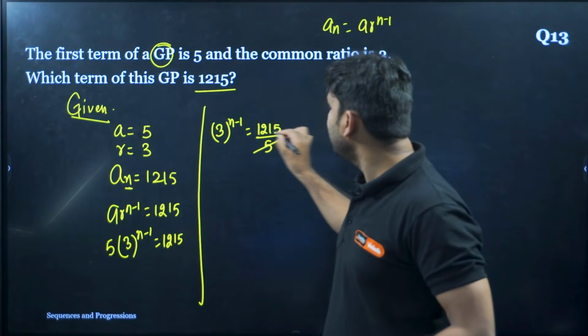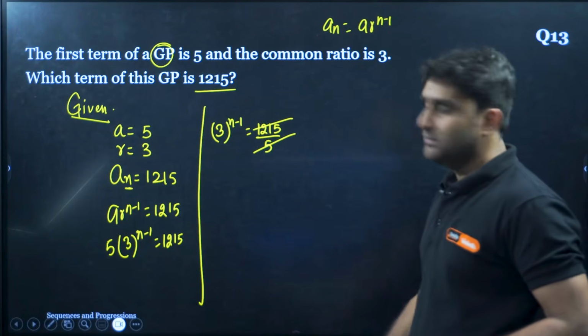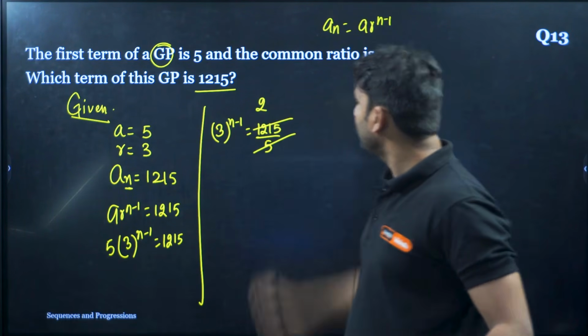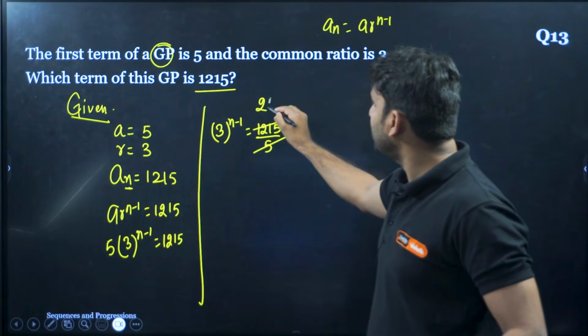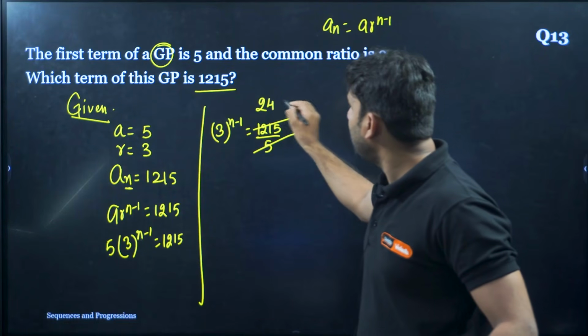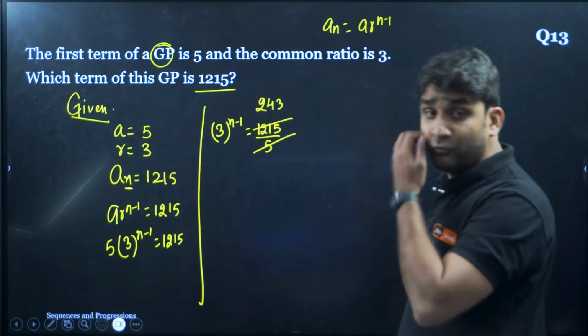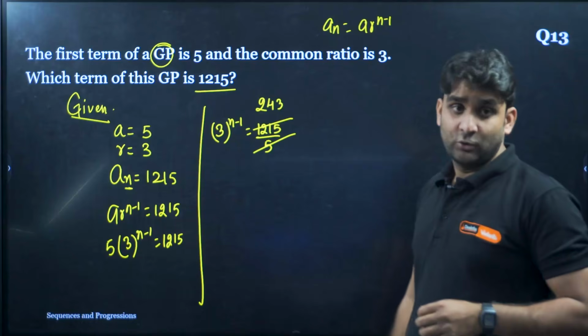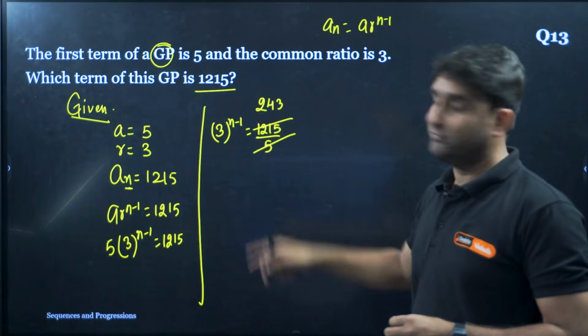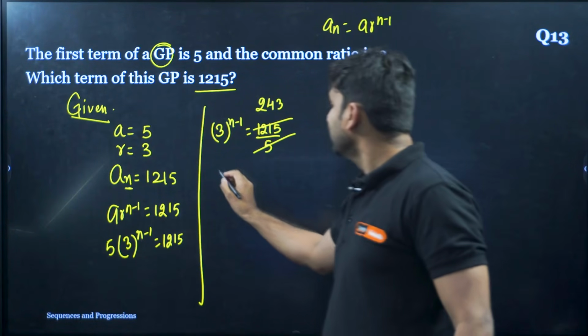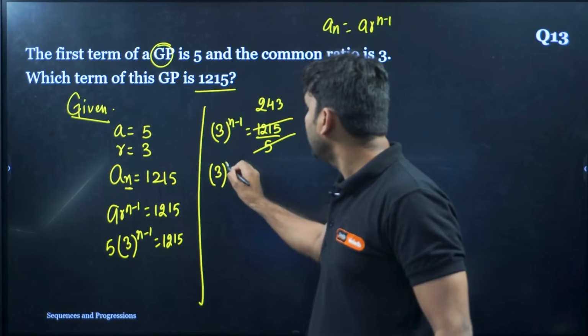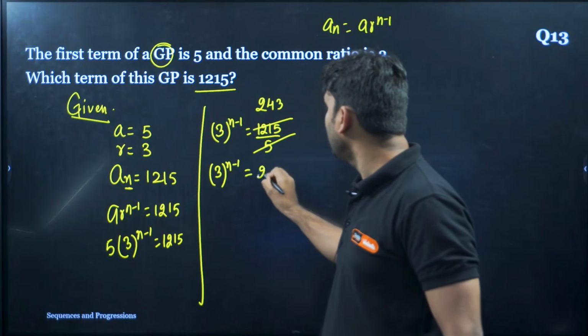So let's divide by 5. This will be obviously divisible because the ones digit is 5. So 5 2 is 10, 5 4 is 20, and 5 3 is 15. 243 will come. 243, when you multiply 243 into 5, 1215 will come. Okay, so we have 3 to power n minus 1 is equal to 243.